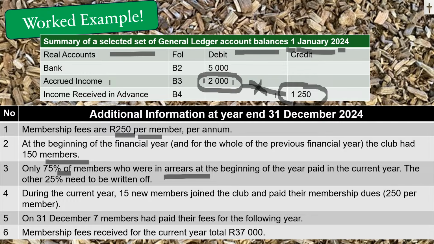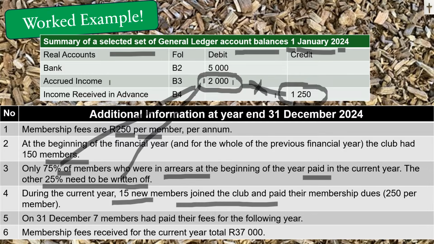75% of members who were in arrears at the beginning of the year paid in the current year. The other 25% need to be written off. So 25% of 2,000 needs to be written off, and 75% of the 2,000 we receive. During the current year, 15 new members joined the club and paid their membership dues. 15 new members, they paid us.